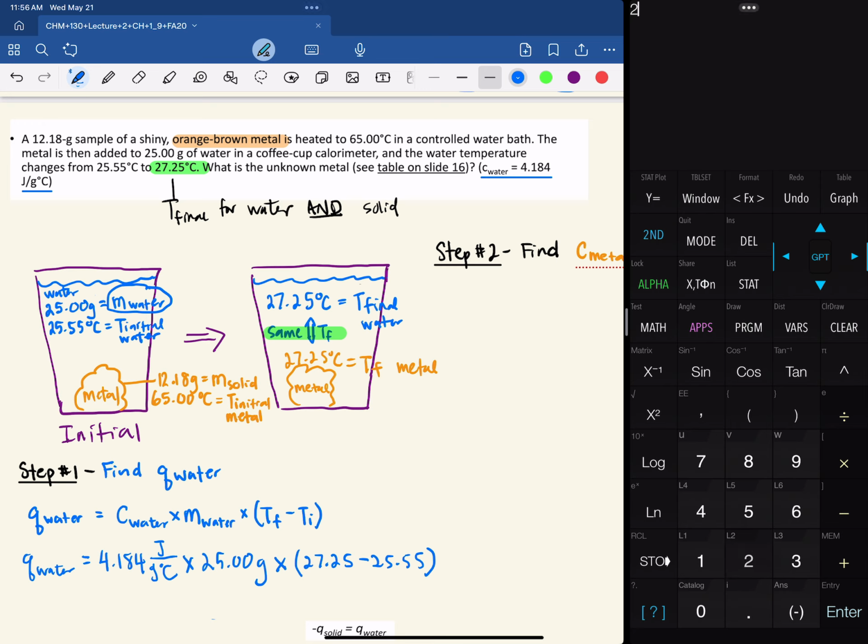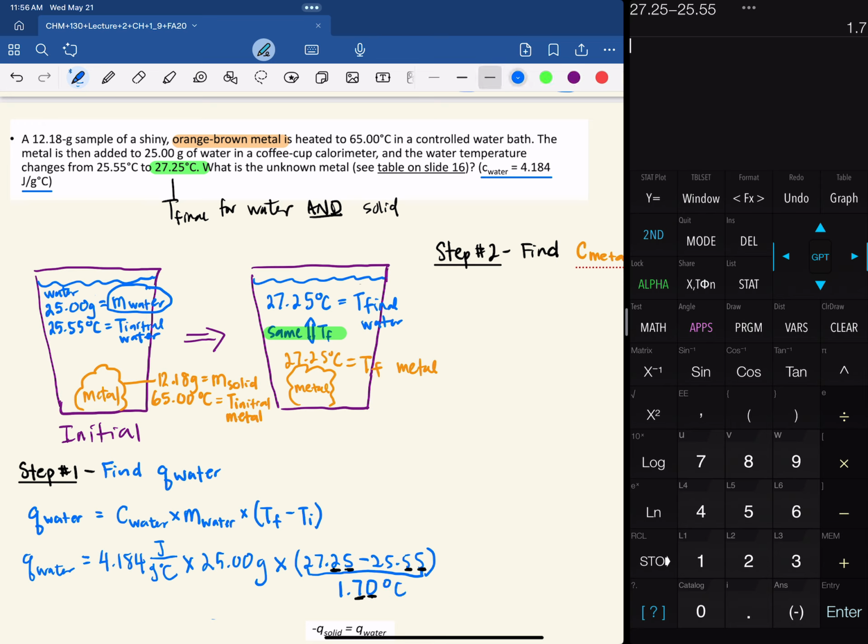So we're going to go ahead and do that. 27.25 minus 25.55. And we're going to get 1.7. So this whole thing comes out to 1.7. And then I just want to make a note here, because of the fact that it has two numbers after the decimal, in terms of sig figs, we also want to keep two numbers after the decimal point. Okay, and we are in degrees Celsius.